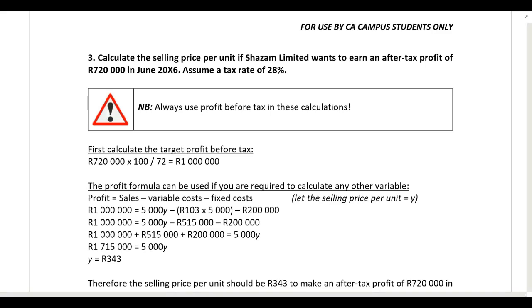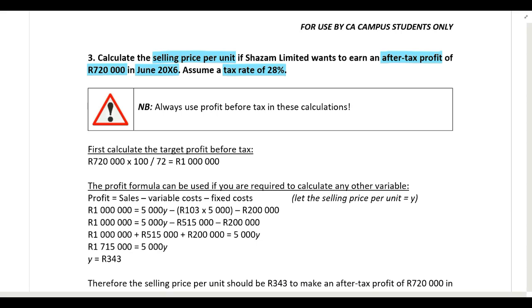Then in the third part of the required, I now want you to calculate the selling price per unit if Shazam Limited wants to earn an after-tax profit of 720,000 Rand in June 2026. And you can assume a tax rate of 28%. All right, guys, so we have a formula that we can use if we want to calculate the break-even point.